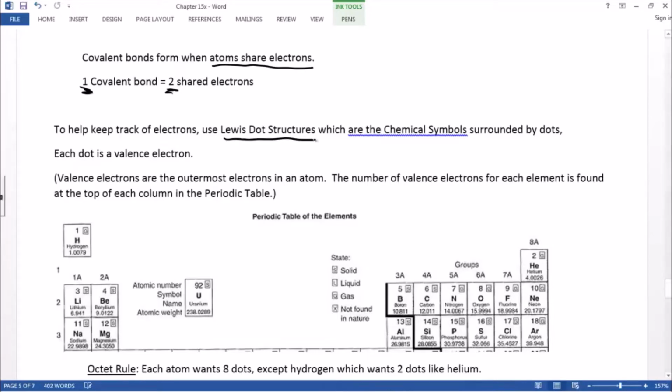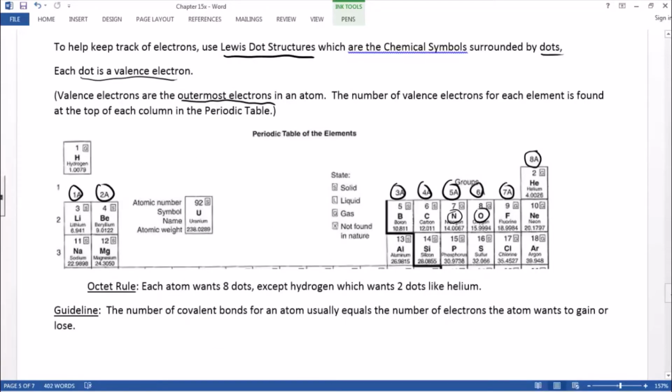Lewis dot structures. These are simply the chemical symbols off the periodic table surrounded by dots, where each dot is a valence electron. We talked about valence electrons in an earlier video. They're simply those electrons in the outermost shell, the ones on the surface of the atoms. What's handy is knowing how many valence electrons each element has. So simply go to the top of each column of the periodic table, ignore the little a, and you've got them. Those are the valence electron numbers for each family of elements in that column.